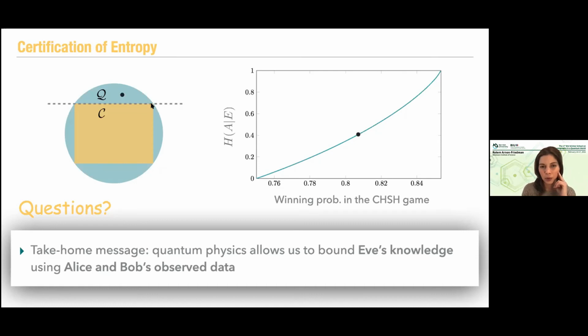Okay, and this is correct. For the optimal winning probability here, you don't even need this shared randomness. And for the quantum case, you start with the maximally entangled state, and in the middle you can have other entangled states. It doesn't even matter. I don't need to know what the entangled state is. I just need to know the winning probability in the CHSH game, and this gives me a bound on how much Eve knows about Alice's output.